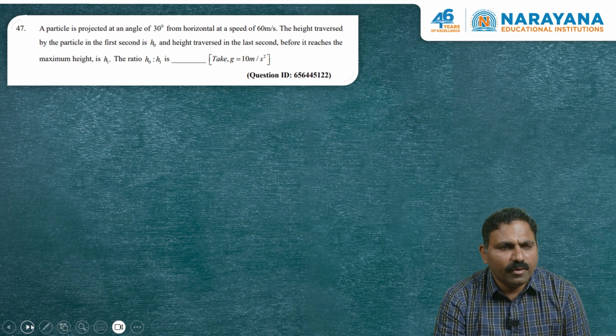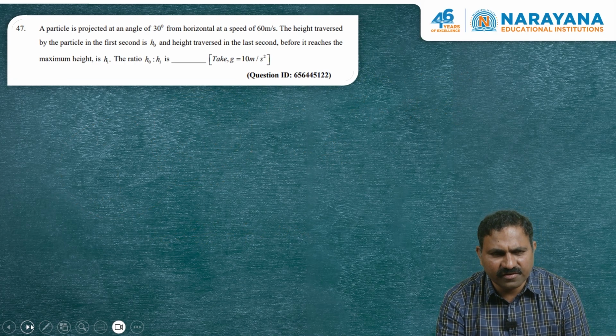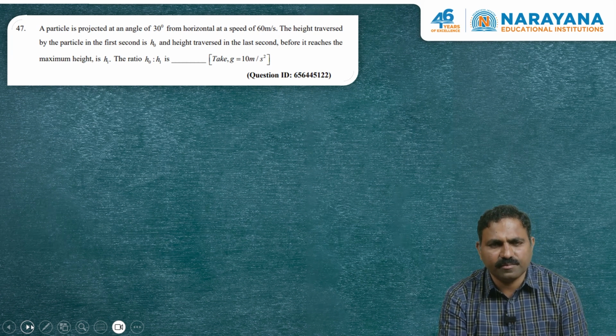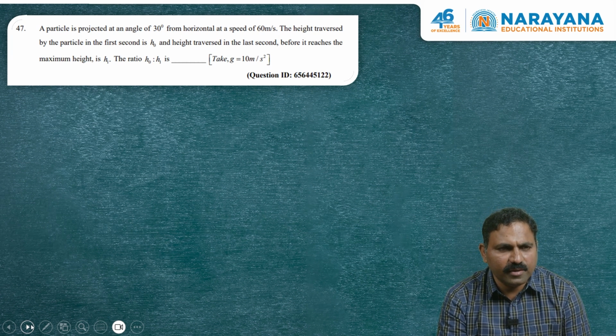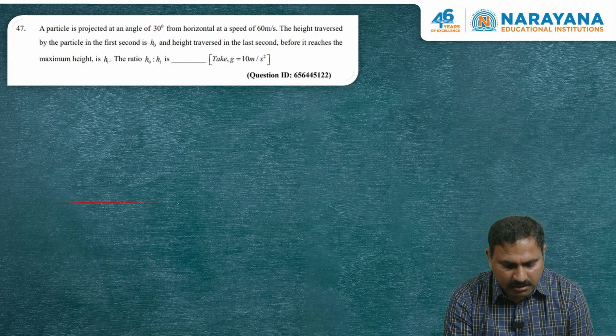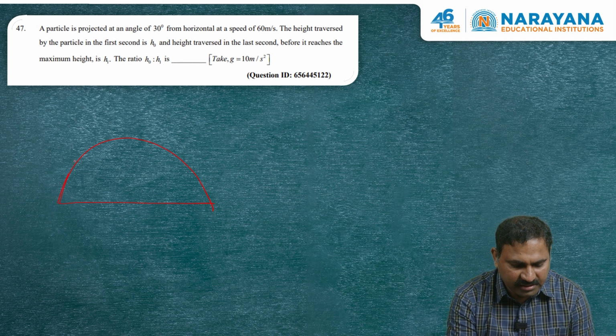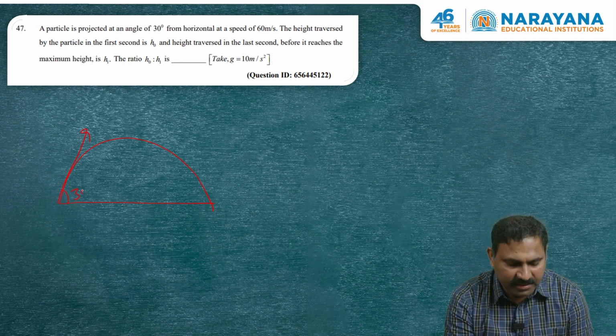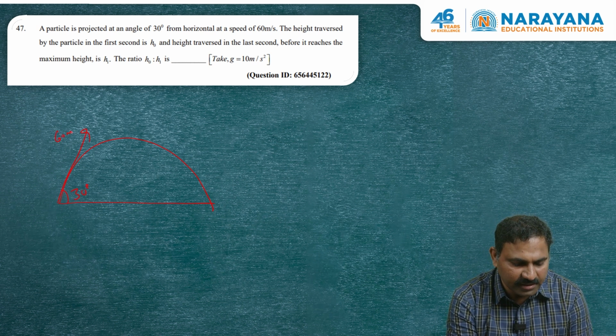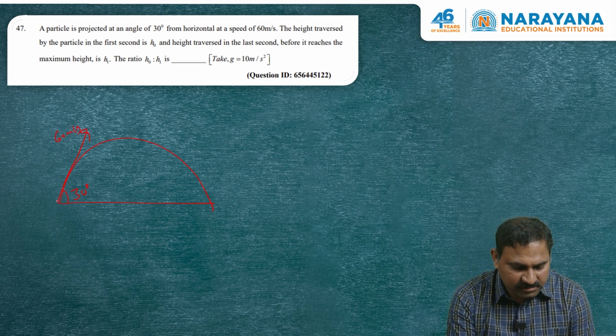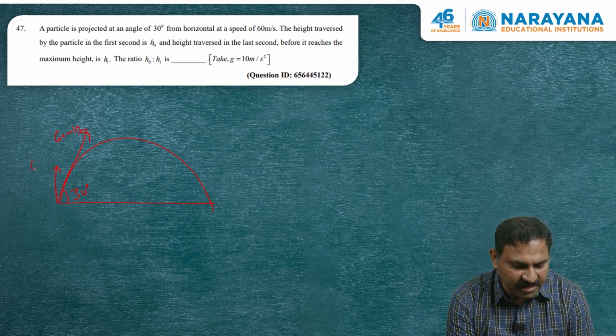Next question. A particle is projected at an angle 30 degrees from horizontal at a speed of 60 meter per second. Height traversed by the particle in the first second is h0 and height traversed in the last second before it reaches the maximum height is h1. Ratio of h0 by h1? Suppose it is the projectile projected at an angle 30 degrees with horizontal with speed 60 meter per second. Now let us consider its y component. This is 60 sin 30, which is equal to 30 meter per second.